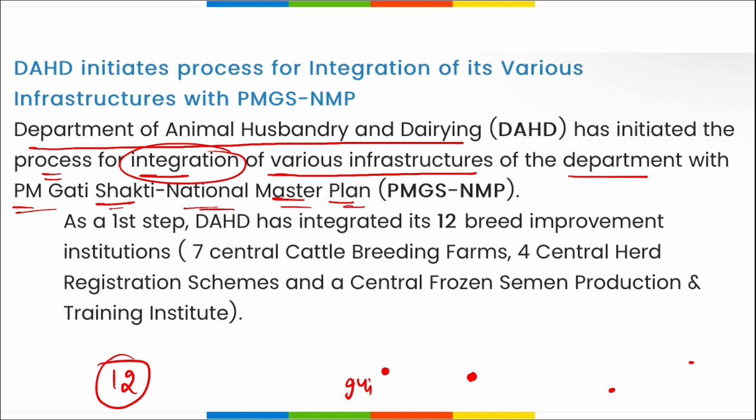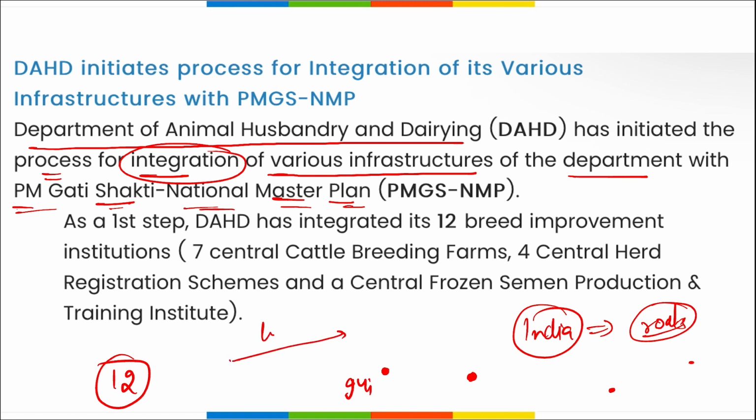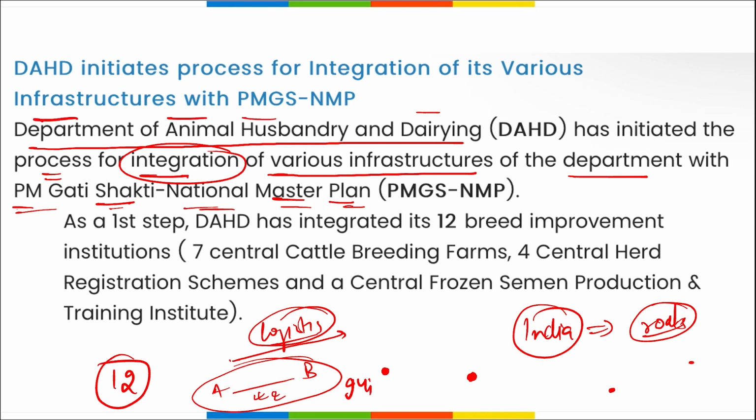That means it will make plans. In India right now, we are on a very steady pace of making roads. We are making the whole of India connected, which will make logistics easy. What is logistics? Logistics is the moving of goods from one location to another. If the logistic cost is increasing in a particular sector, the end pricing of that product will also increase. So if we reduce the logistic cost, the cost of the end product will also reduce. So remember, the Department of Animal Husbandry and Dairy has initiated the process of integration of various infrastructures and departments with the PM Gati Shakti National Master Plan.